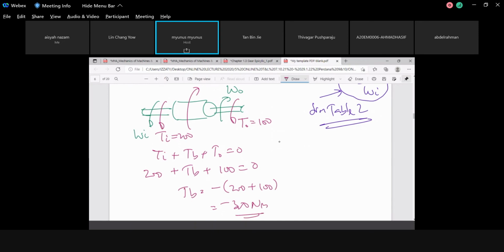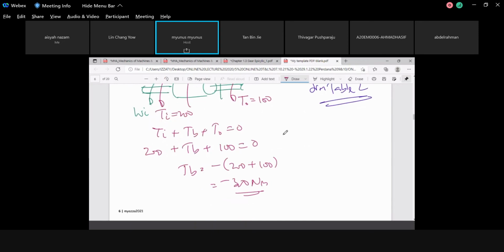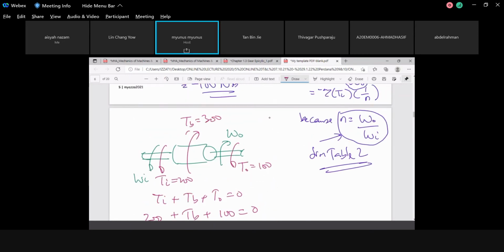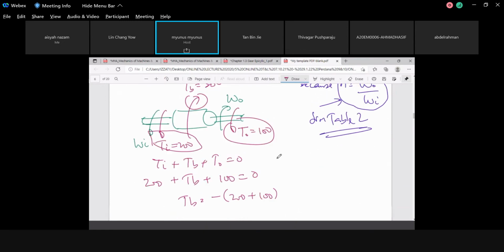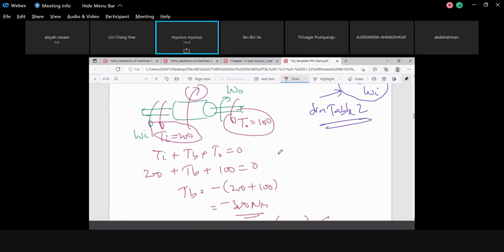This negative result, as one of your friends asked just now, means 300 Newton meter in the opposite direction. This is the result. Is it opposite? Opposite from what you have given. Any question? Any question?